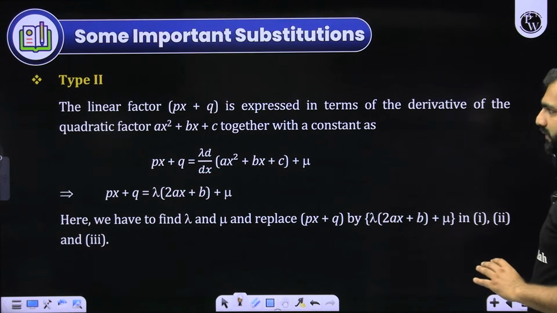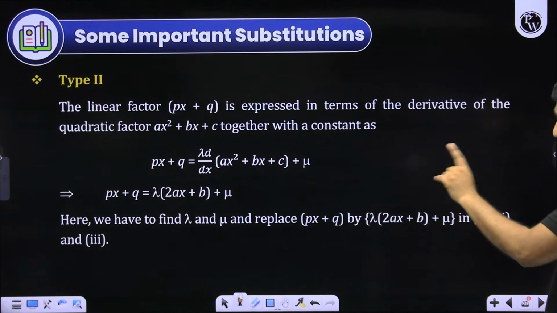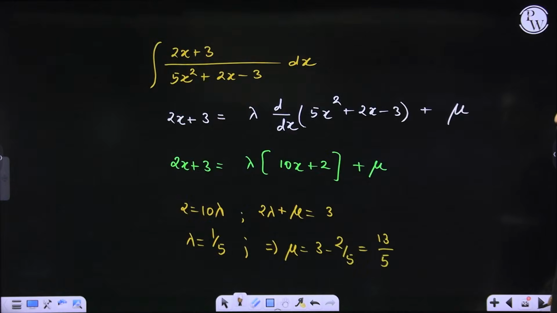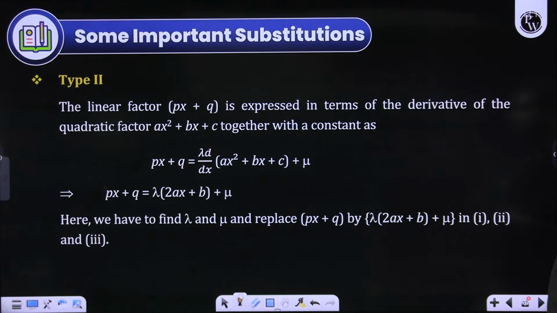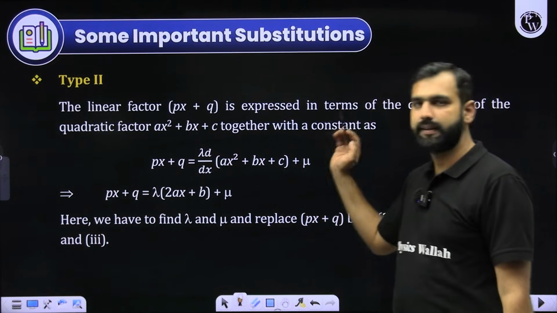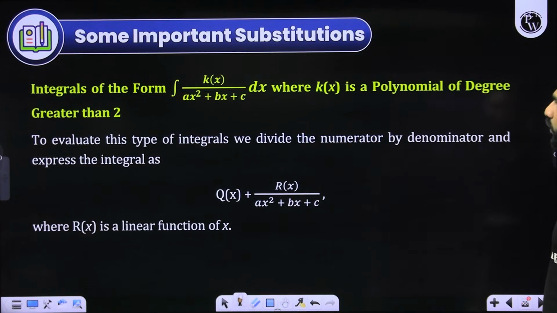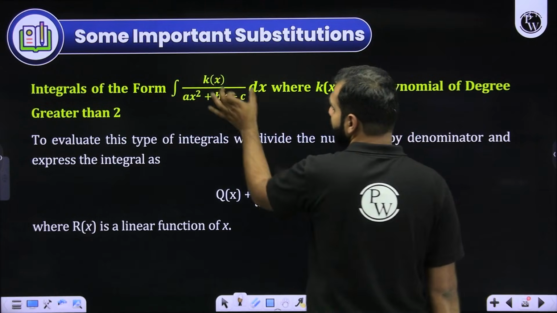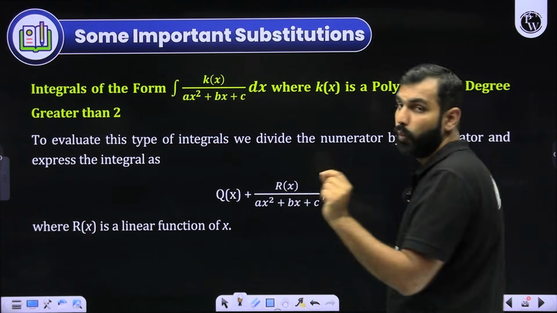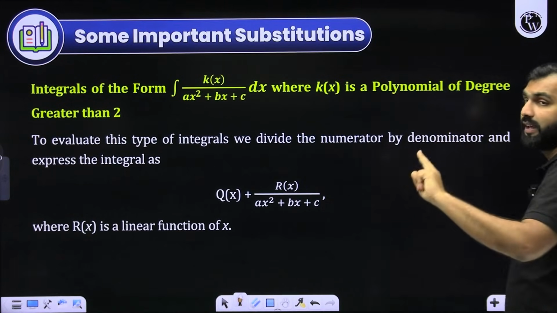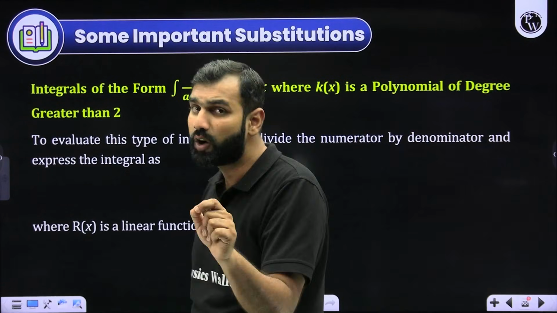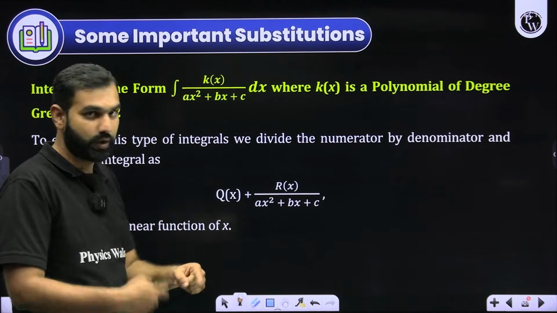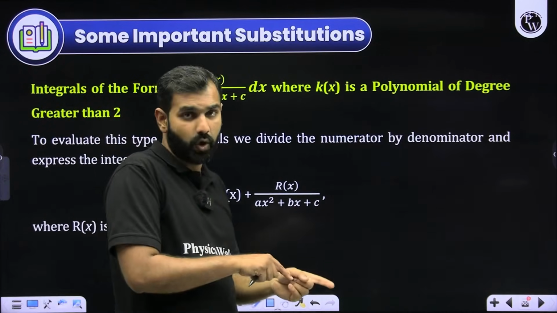Just learn the methods. For the second type, which one, students? For this one, (px plus q) upon under root ax square plus bx plus c, there also we apply the same method. And for the third type, when you have any other integral which is in the form kx upon this, where k is a polynomial of degree greater than 2, as we have just discussed in the beginning of this lecture. If you have a polynomial of higher degree in the numerator, then first of all, you divide it by the denominator and then you solve it.